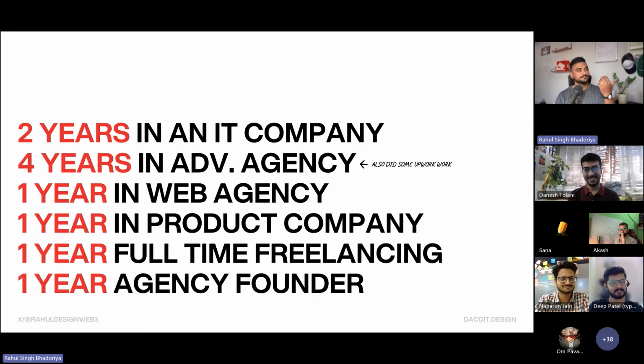So I started with the IT company. They were a developers company, and I used to work with them, printing and all that. After that, I joined an agency in Ahmedabad. It was a typical advertisement agency where I worked 4 years. Then after that, COVID hit. I joined a web agency in Delhi. Did that for a year.